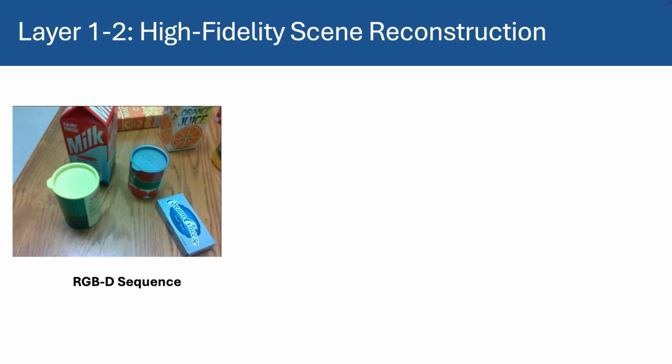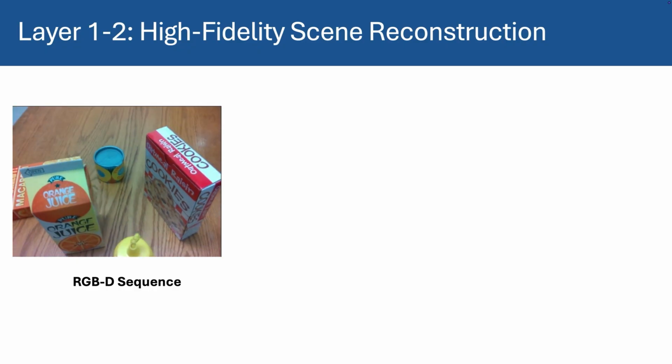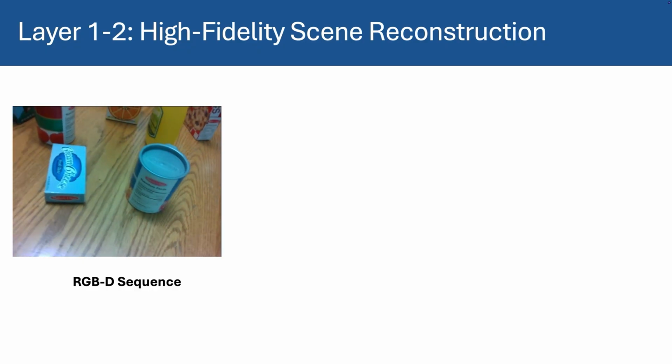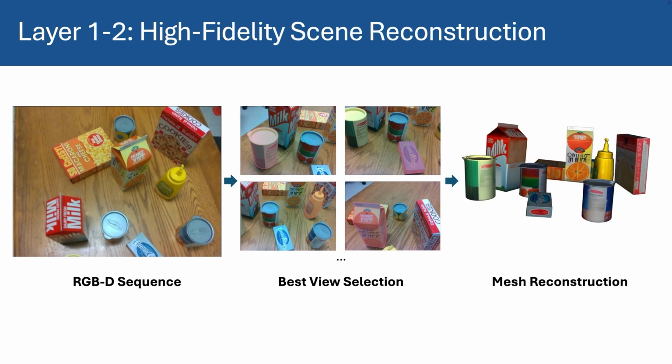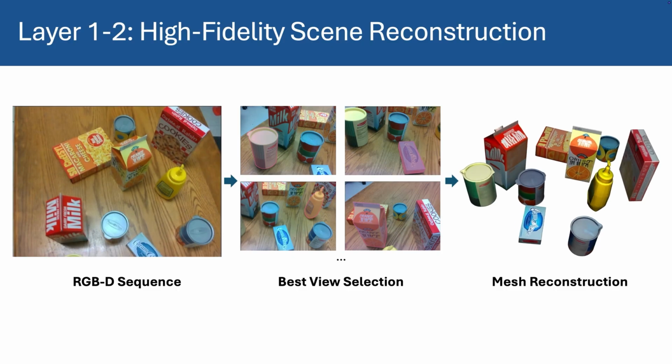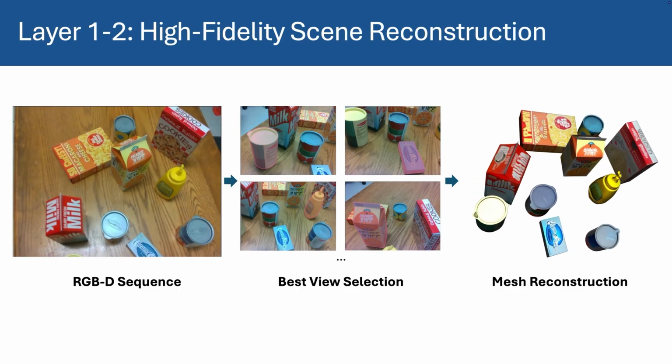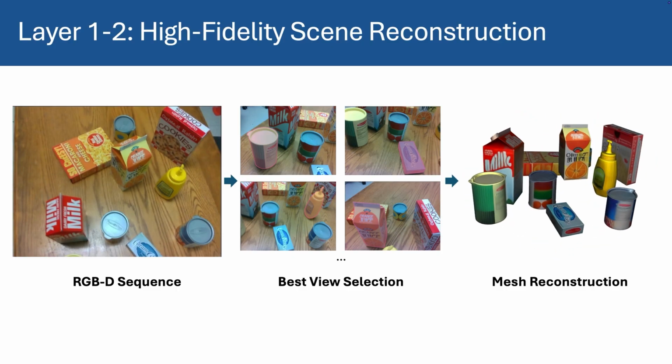First, for high-fidelity reconstruction, the RGB-D sequence is processed by our reconstruction module. Based on the best view selection in Layer 1, each object mesh is generated from an informative observation and assembled into a complete object-level scene for visualization and simulation.